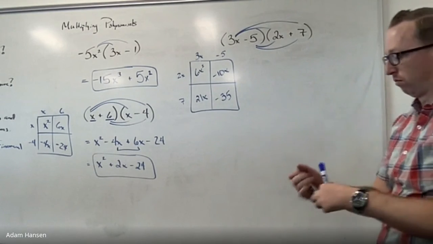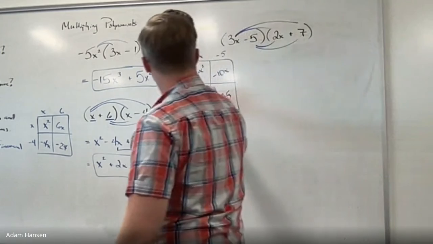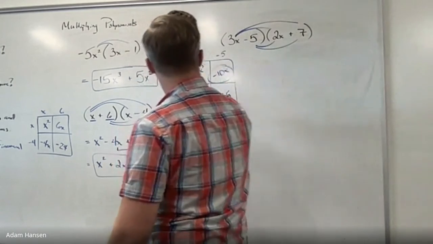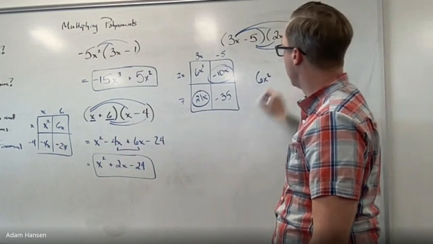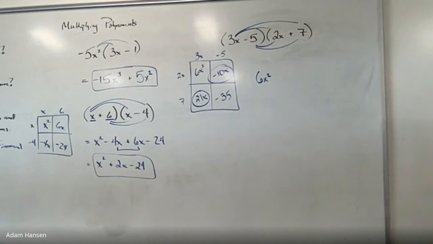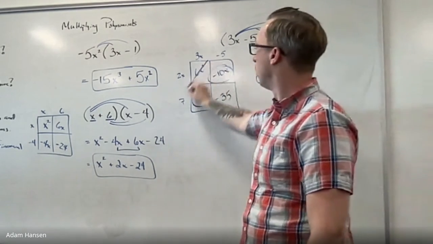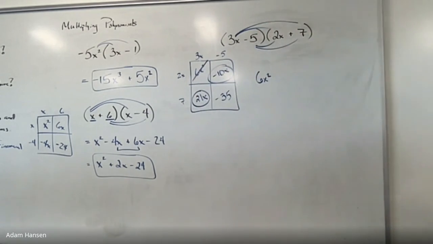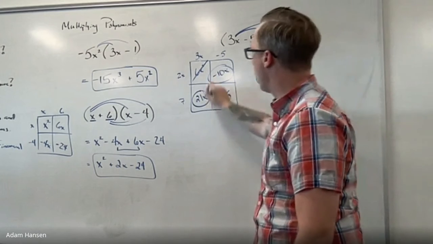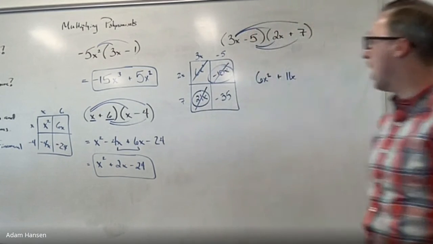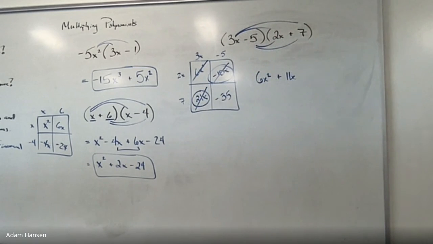21x. Sure. 6x squared, I'll just have to write down first as I put it in standard order. What's 21x minus 10x? 11x. If I have 21 of something, I take 10 of them away, now I have 11 of those things left over. Minus the 35.